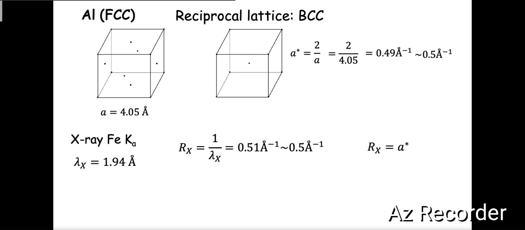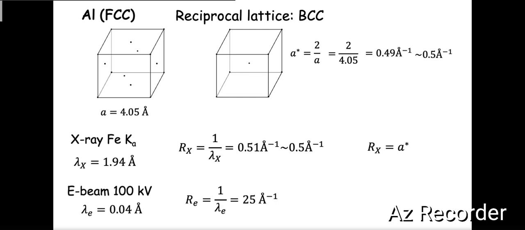Thus, the radius of the Ewald sphere is equal to the lattice parameter of the reciprocal space. If we use an electron beam at 100 keV, then the wavelength is much shorter, 0.04 angstrom, and this gives us the Ewald sphere radius for electron beams as 25 angstrom inverse. In terms of A star, this is 50 times A star. This is what we mean when we say that the radius of the Ewald sphere is very large.